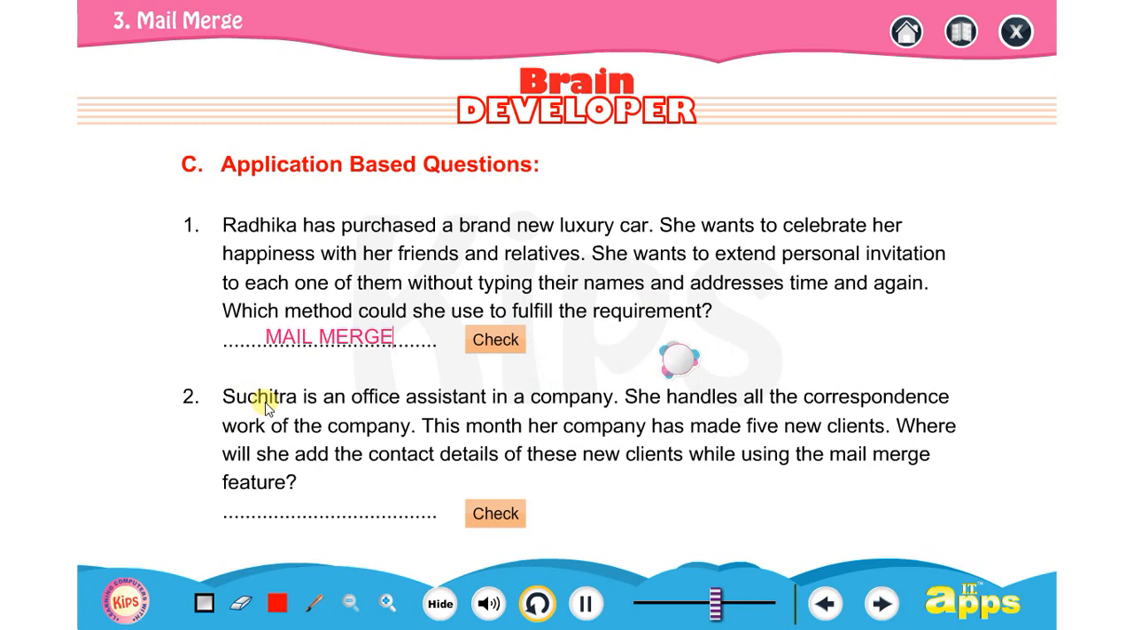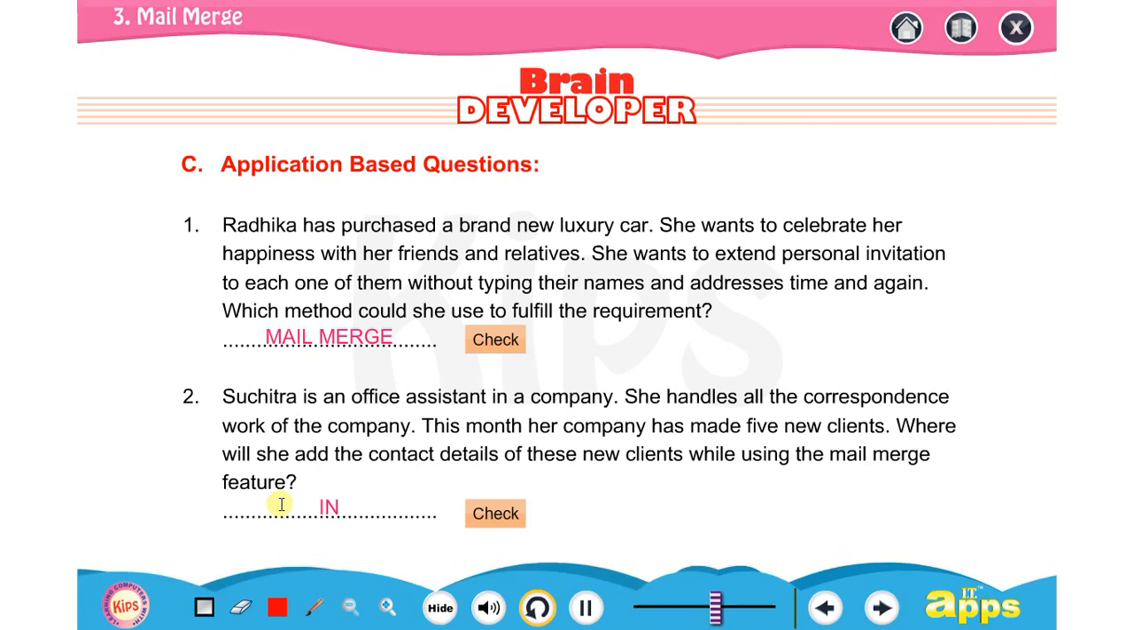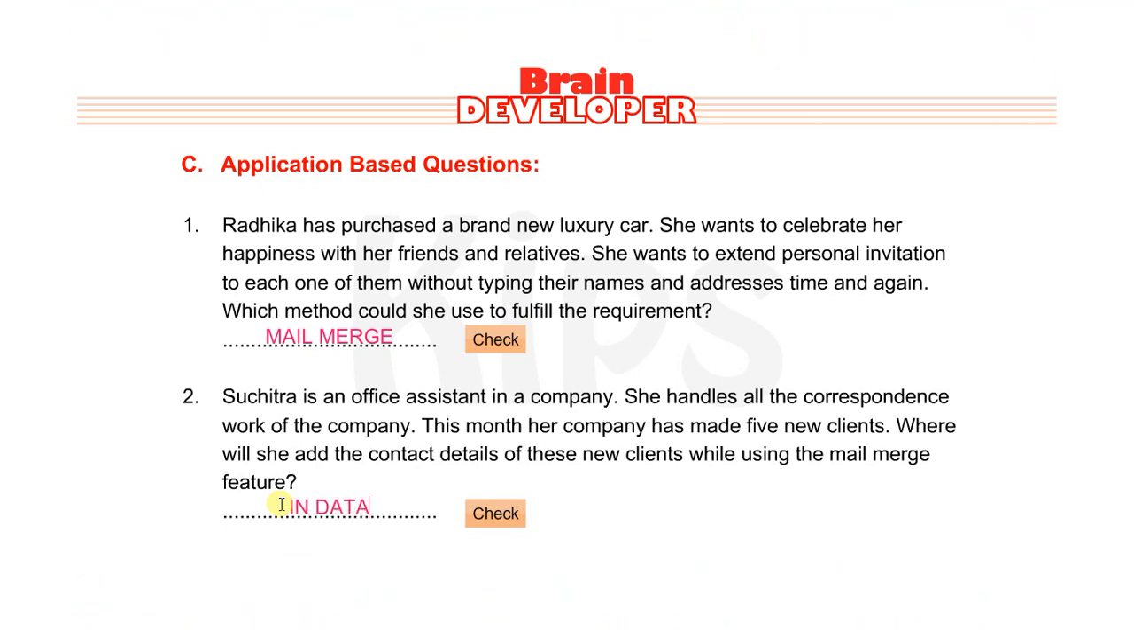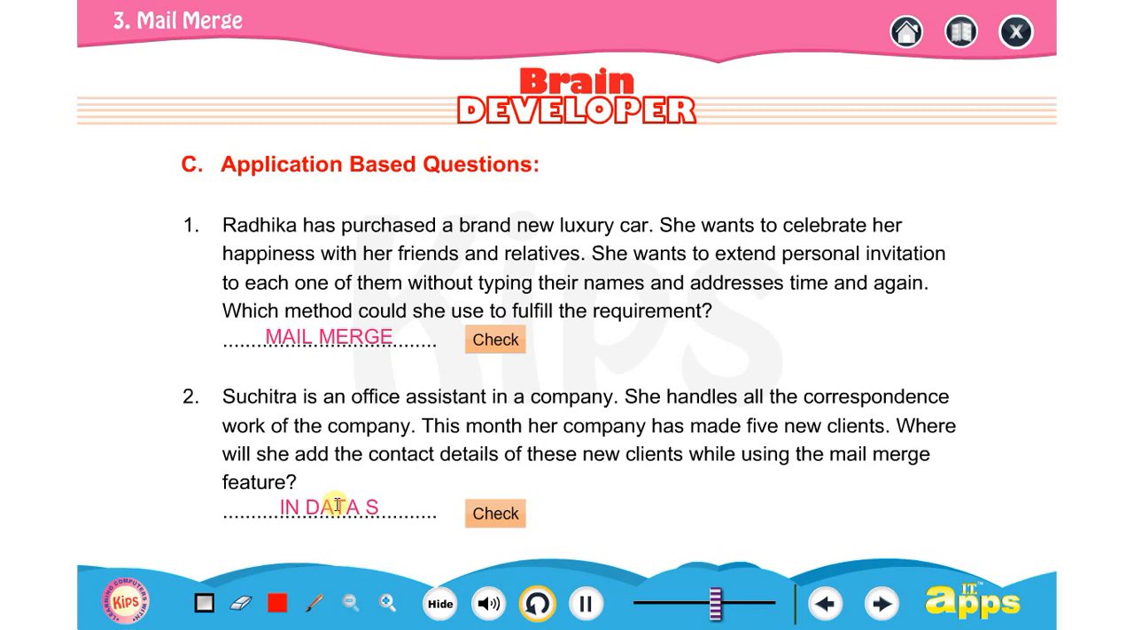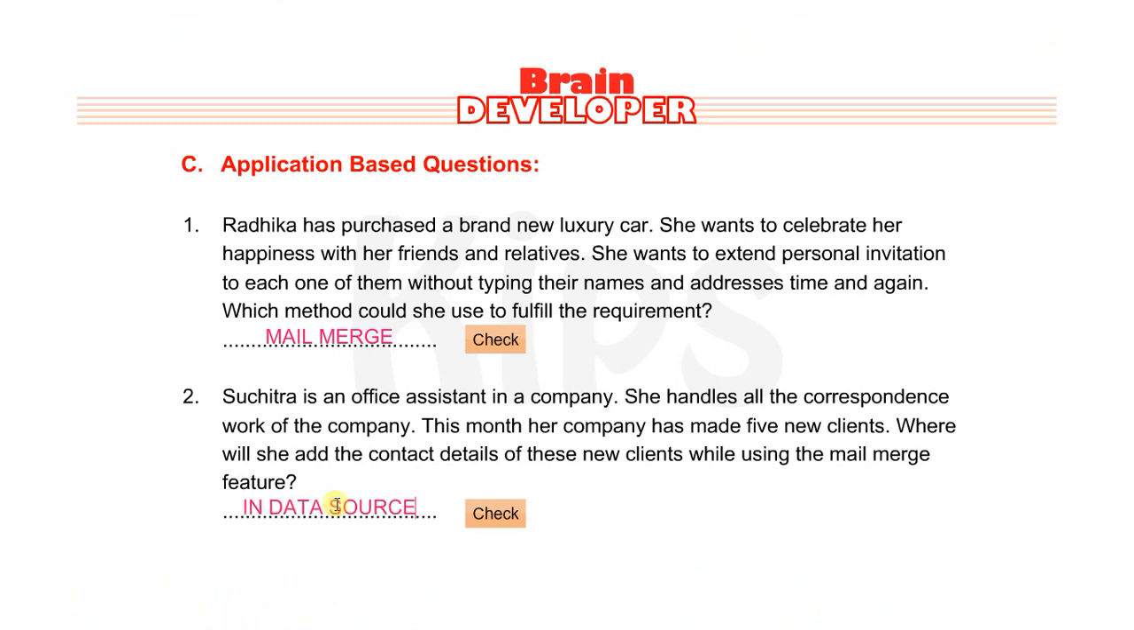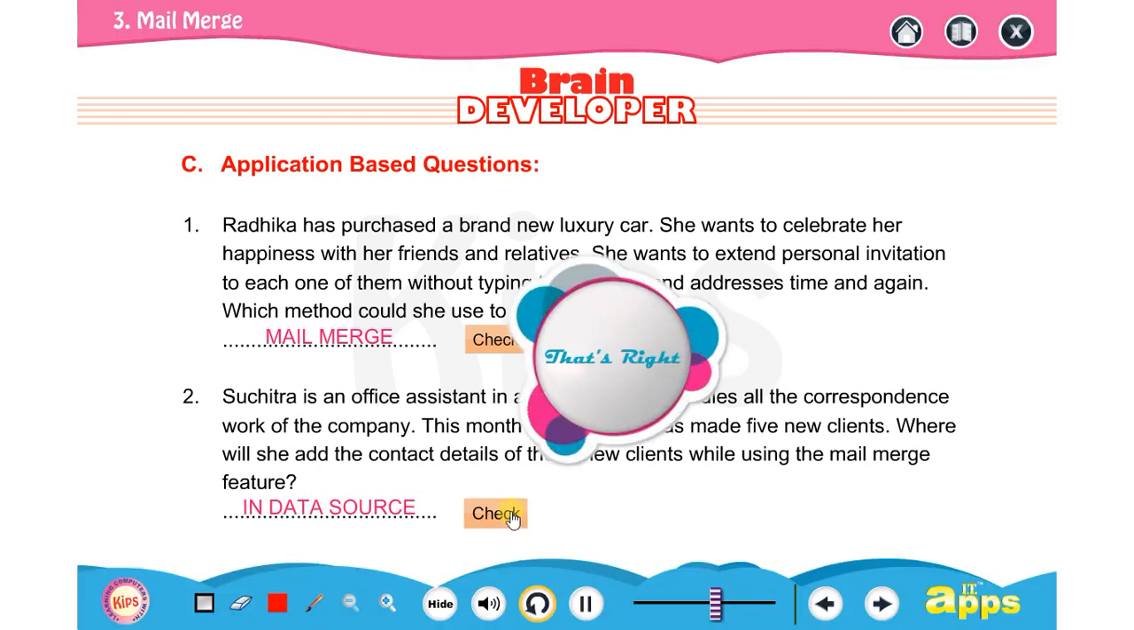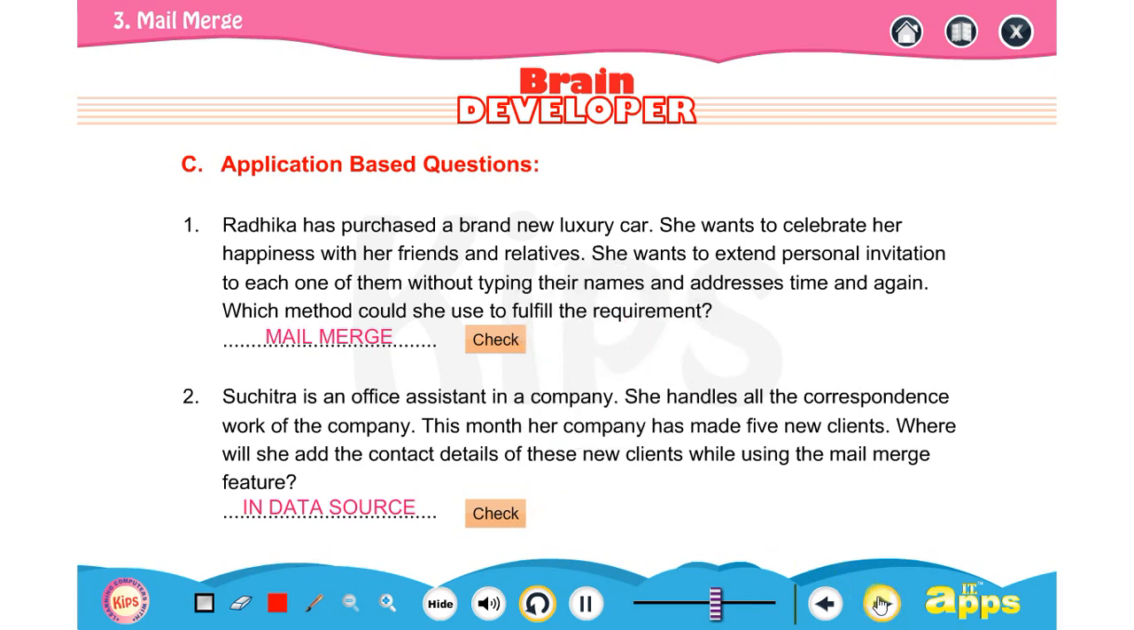Second question, Suchitra is an office assistant in a company. She handles all the correspondence work of the company. This month her company has made 5 new clients. Where will she add the contact details of these new clients while using the mail merge feature? So here you can write in data source. She can add the new contacts in data source. Check the answer, that's right. Now we proceed for the next exercise.